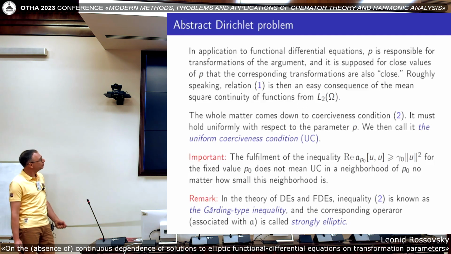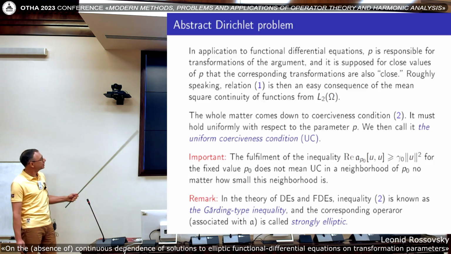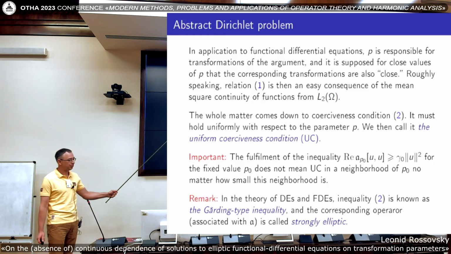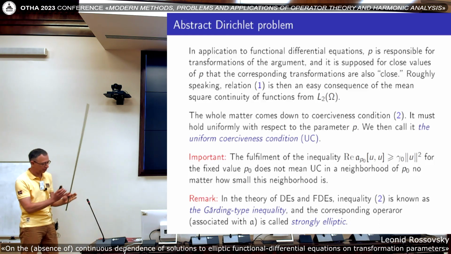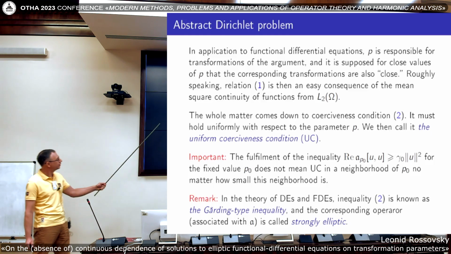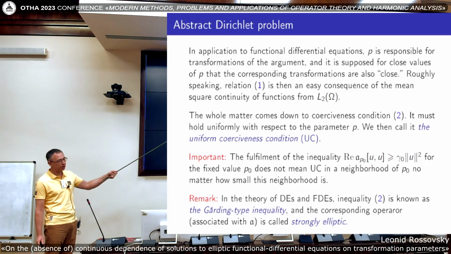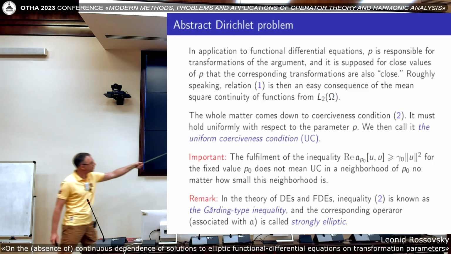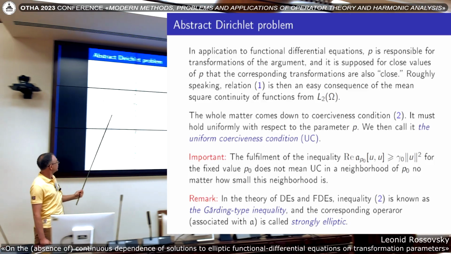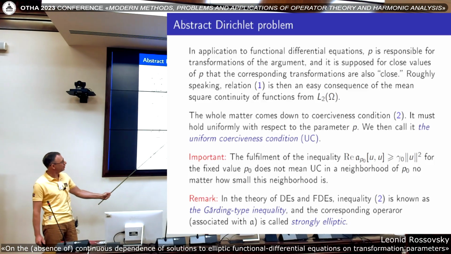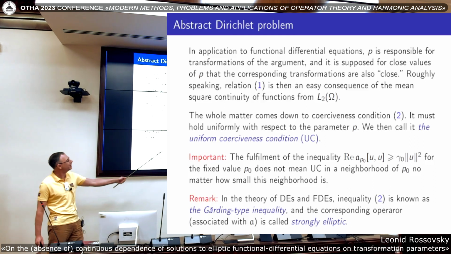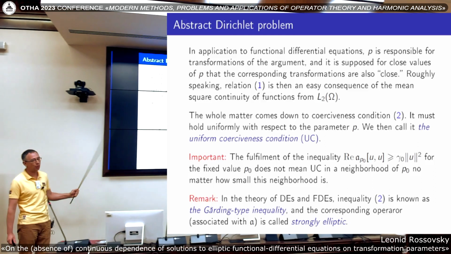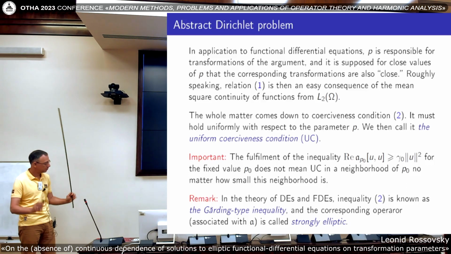And the whole matter comes down to the coercivity condition 2. The principal moment is that it must hold uniformly with respect to the parameter P in some neighborhood of P0. We then call it the uniform coercivity condition, UC. And it's very important to know that the fulfillment of this inequality for the fixed value P0 does not mean uniform coercivity in a neighborhood of P0, no matter how small this neighborhood is.